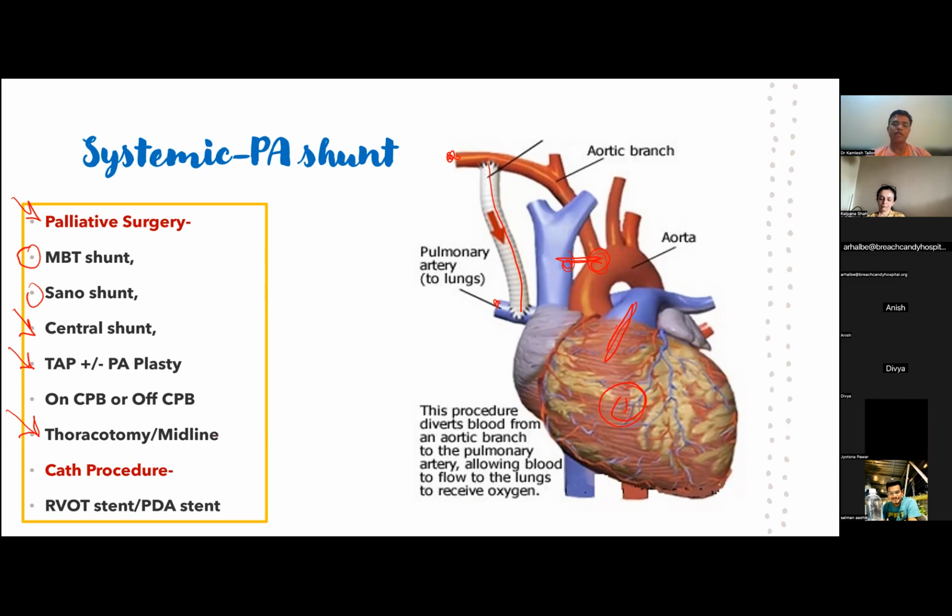These are having different indications as well as advantages and disadvantages, but not going into the detail here. The other palliative option will be the cath procedure. Nowadays, the cardiologists are bold enough to put an RVOT stent rather than going for a transannular patch or BT shunt. Or sometimes it is a very small kid and there is a PDA open, they can do a PDA stenting also.